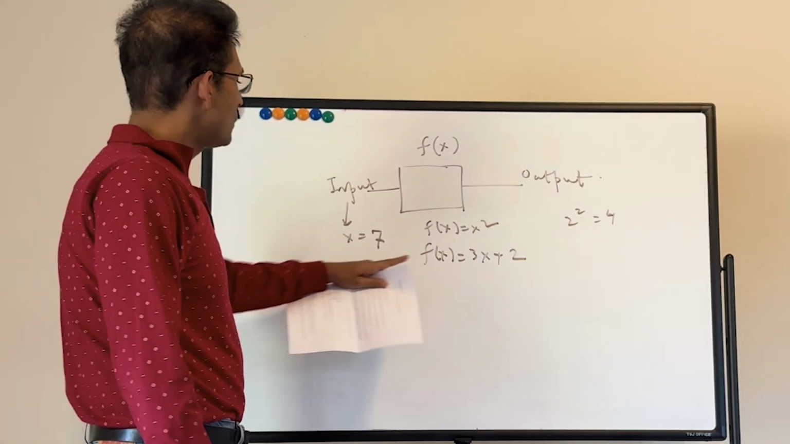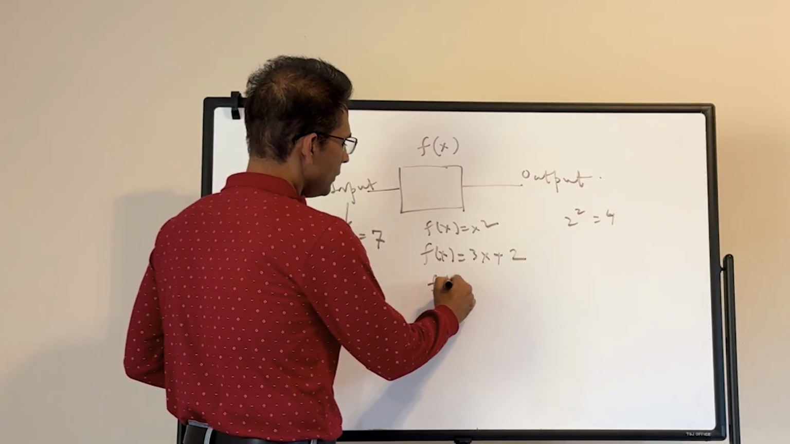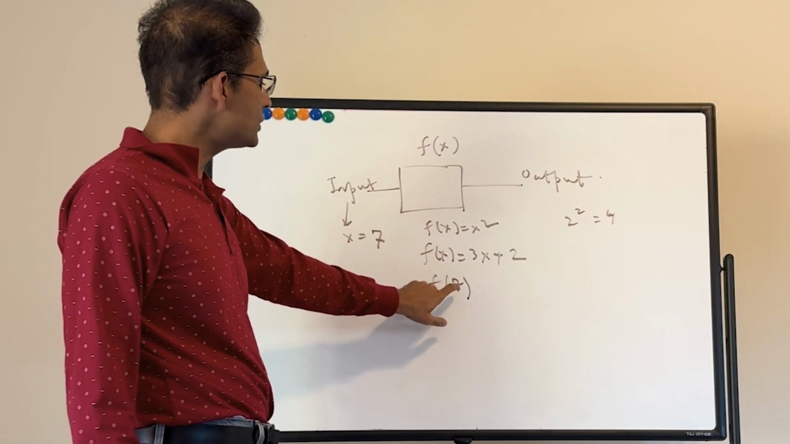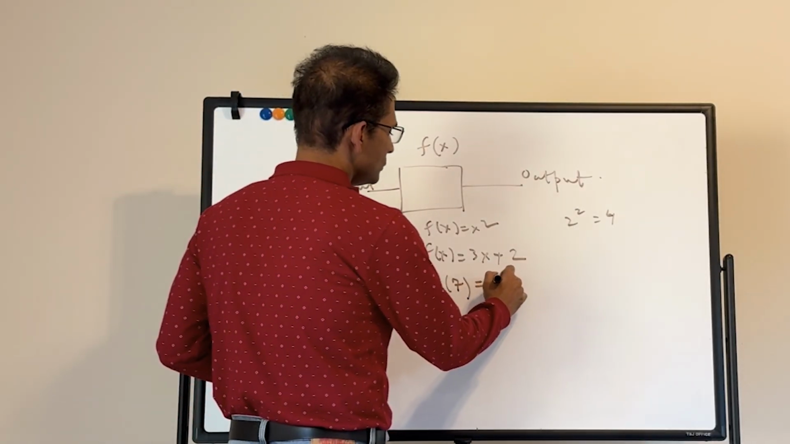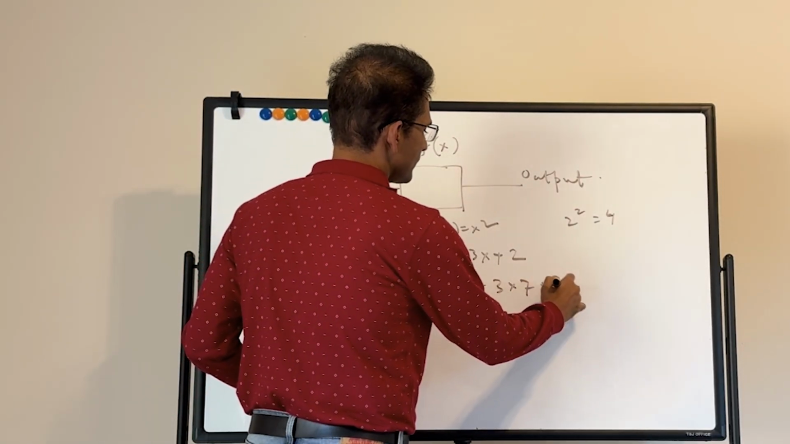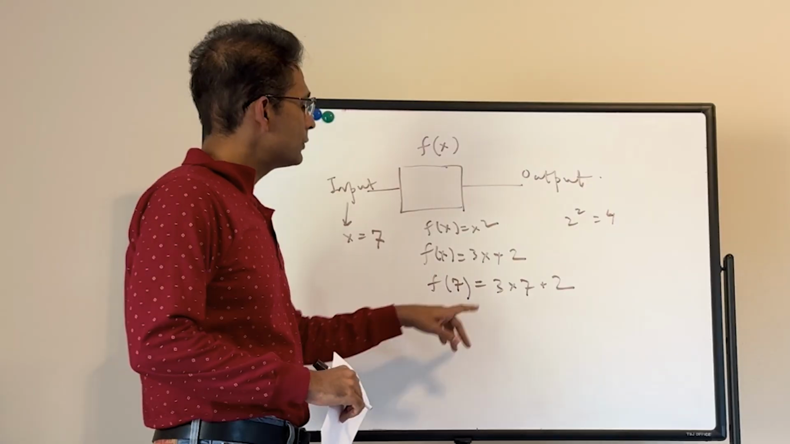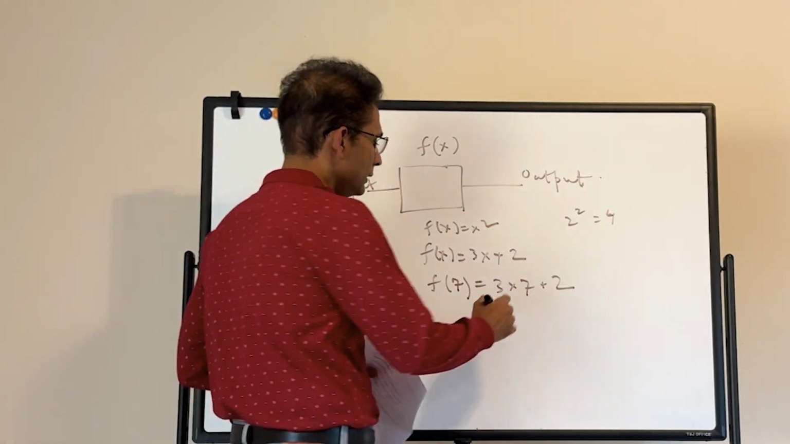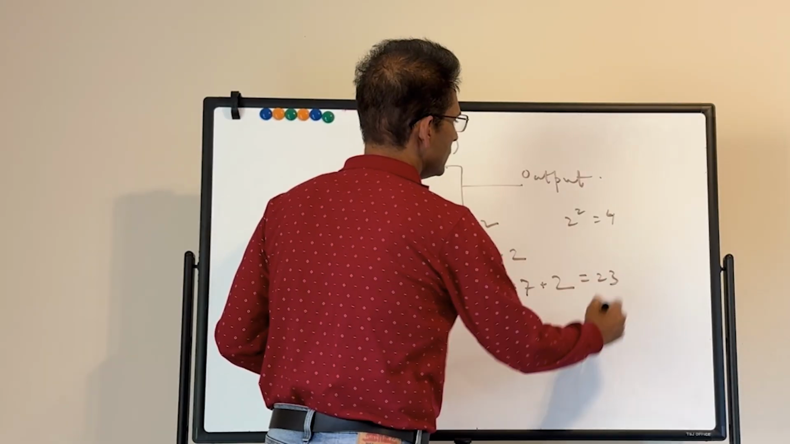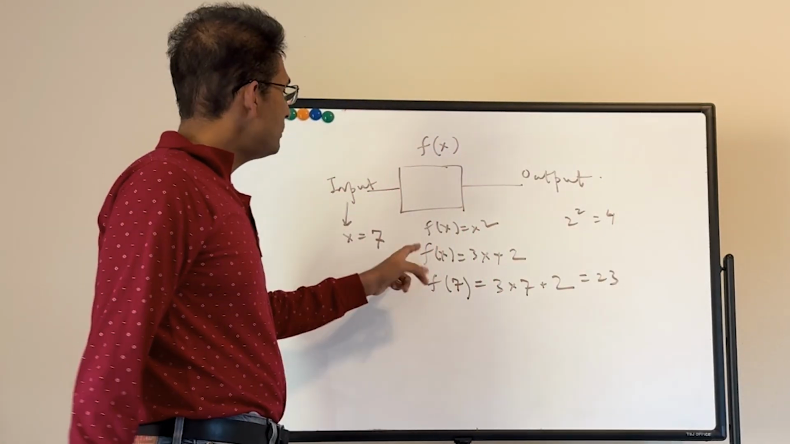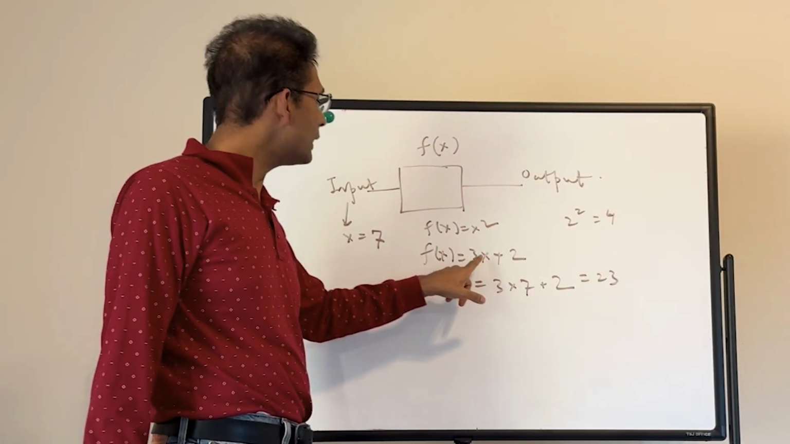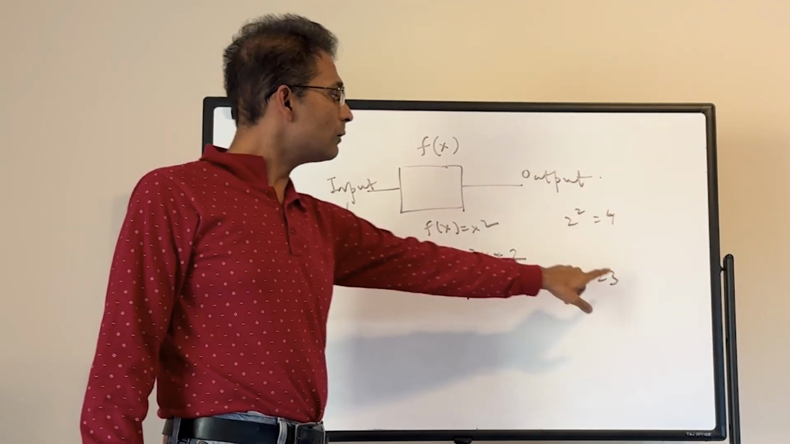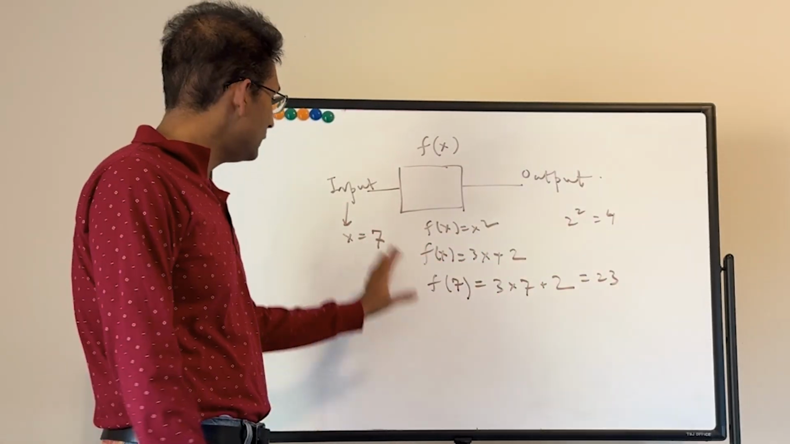So what would be f of x? f of 7, you see, in the place of x, I write 7, is equal to 3 times 7 plus 2. So 3 times 7 is 21, 21 plus 2 is 23. So you see, depending on the functional form, whether it's 3x plus 2 or x squared, your functional value is different.